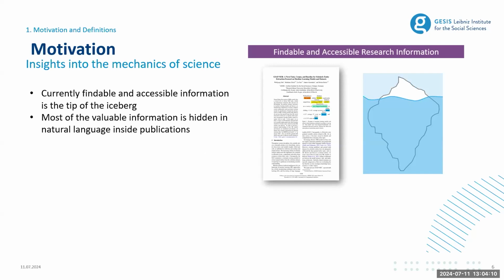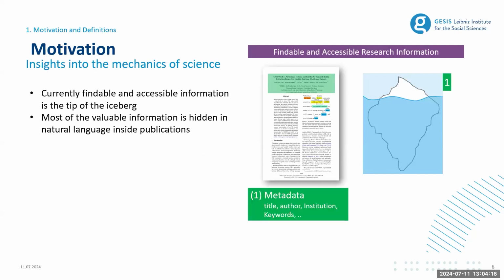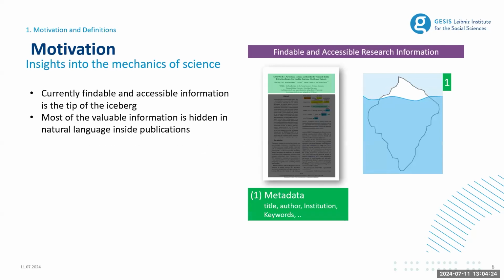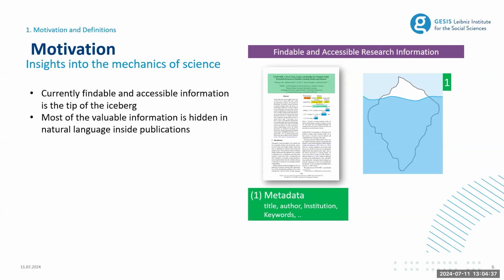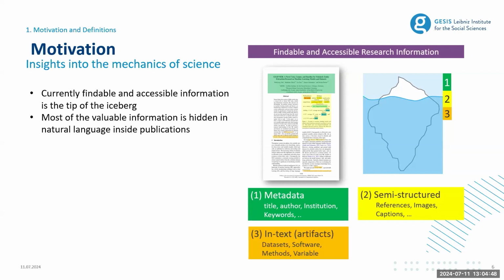Most information used to discover research is basic metadata. However, the majority of existing scientific information is hidden in natural language in the body text of research publications. We identified four categories of information hidden in publications. Additional to metadata, the second category is semi-structured information. This includes references, images, captions, and others.